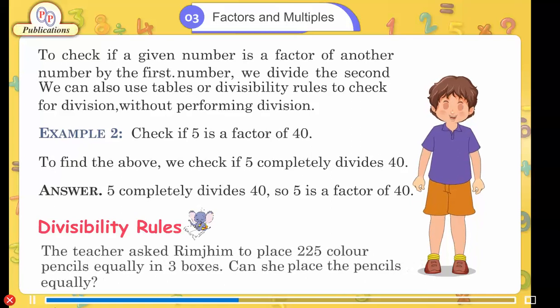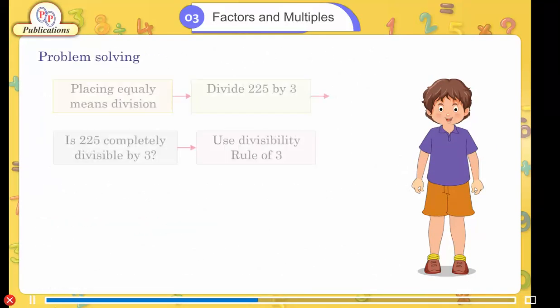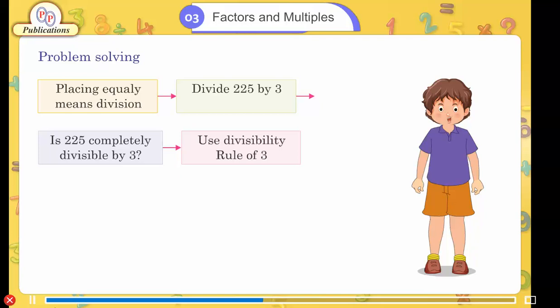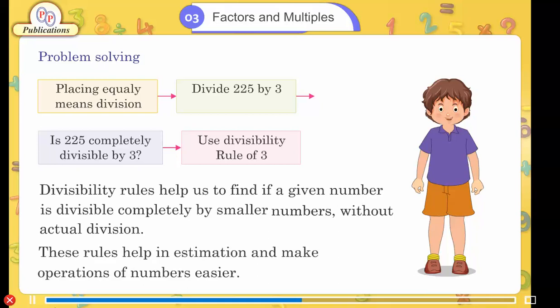Divisibility rules. The teacher asked Rimjim to place 225 color pencils equally in 3 boxes. Can she place the pencils equally? Problem solving. Placing equally means division. Divide 225 by 3. Is 225 completely divisible by 3? Use divisibility rule of 3. Divisibility rules help us to find if a given number is divisible completely by smaller numbers without actual division. These rules help in estimation and make operations of numbers easier.